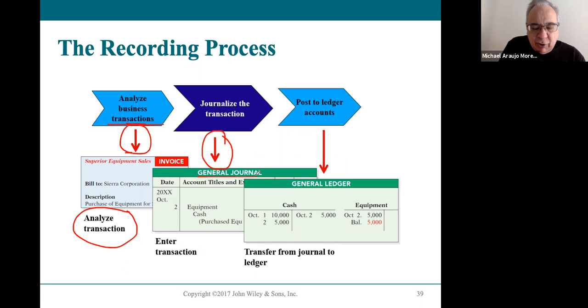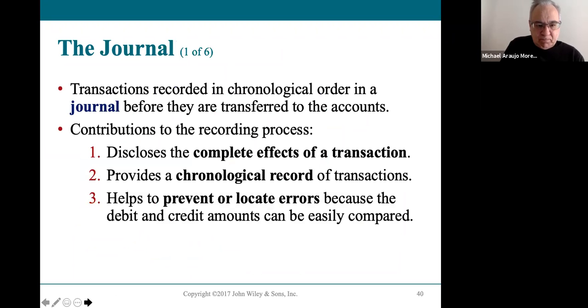Okay, so the general journal is the focus today. We're simply going to write it down and start the accounting process. This is the focus today. This is what's going to happen next week, next class rather.